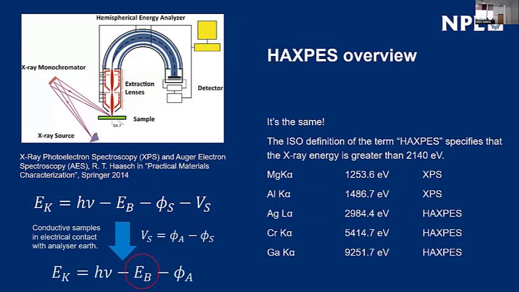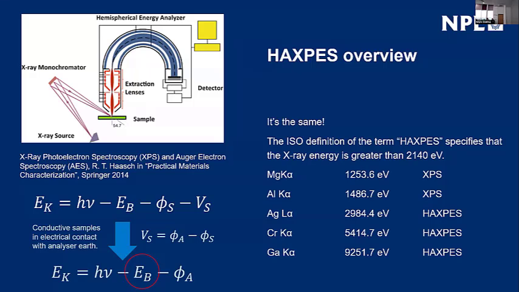So what about HAXPES? HAXPES, completely different? No, it's exactly the same. The same sort of instrumentation. The only difference is the energy of the X-ray source. And as a consequence, there's probably a difference in the analyzer, because you've got to get the analyzer to be able to measure high kinetic energy electrons.